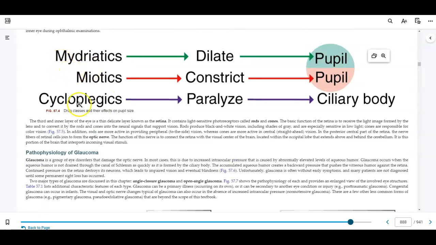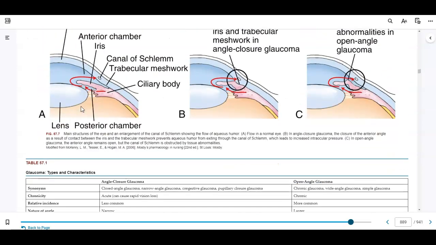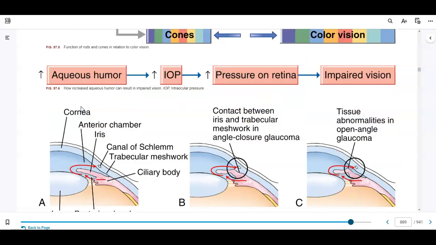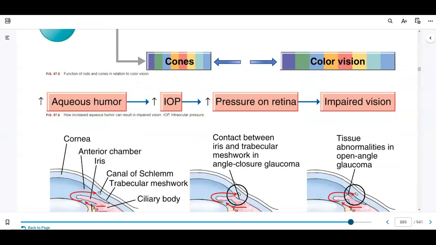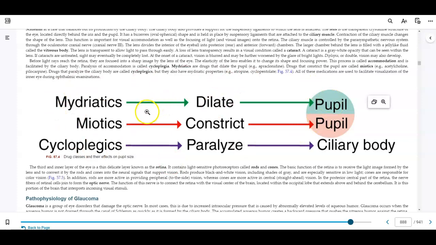So I wanted to point out a few things here. I wanted to point out this figure here. This is on page 888. Mydriatic drugs, and again, you might see this in the stem of a question. Think mydriatic drugs dilate the pupil. That's easy because it has a D and a D. So mydriatic drugs dilate the pupil.